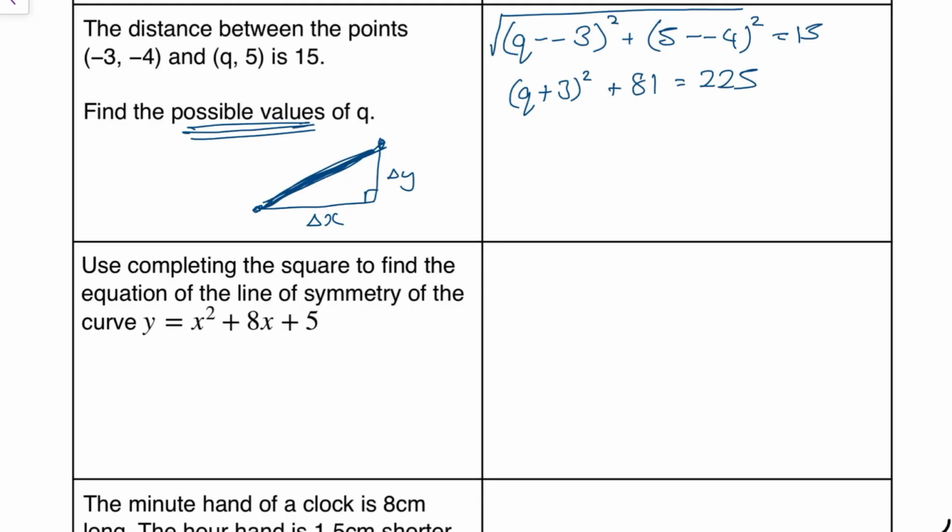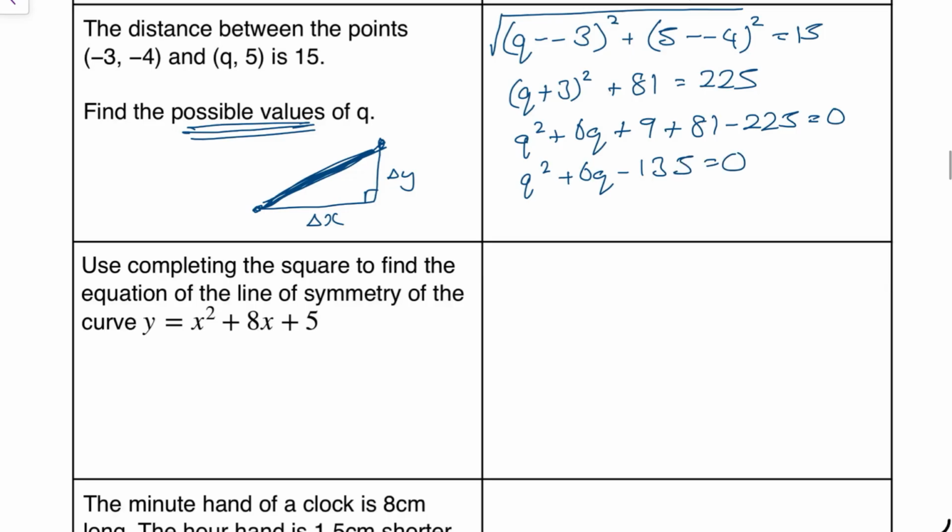And as I say, I'm going to get a quadratic now. So let's try and tidy this up a bit. It's going to be q squared plus 6q plus 9. Actually, let's write it down. Plus 9 plus 81 minus 225. And that equals 0, which is the same as q squared plus 6q. Calculator out if you've got one. If not, you just have to work it out in a non-calculator paper. So 9 plus 81 minus 225, that is minus 135, which is good because that's a nice number to play with.